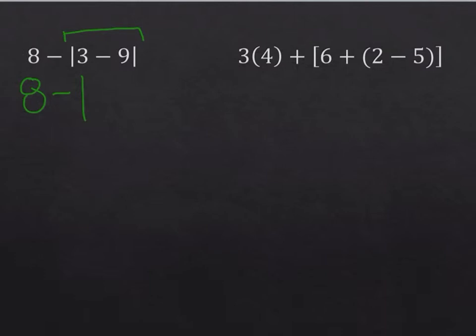My signs are different here. We're going to go negative 6 right there. Now, 8 minus negative 6, well, absolute value is, so that'd be 8 minus 6, and that would be 2. So that would be my answer there. So we're just always doing that symbols of inclusion first.